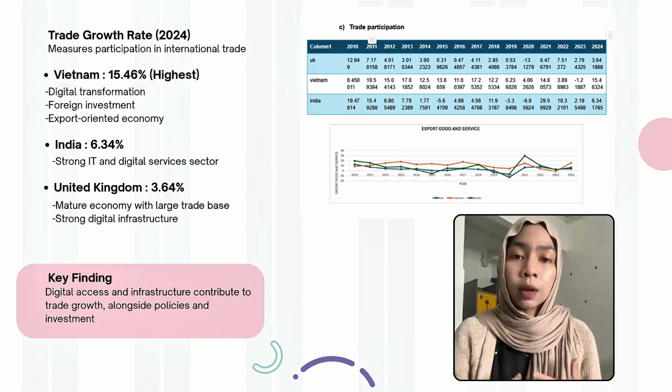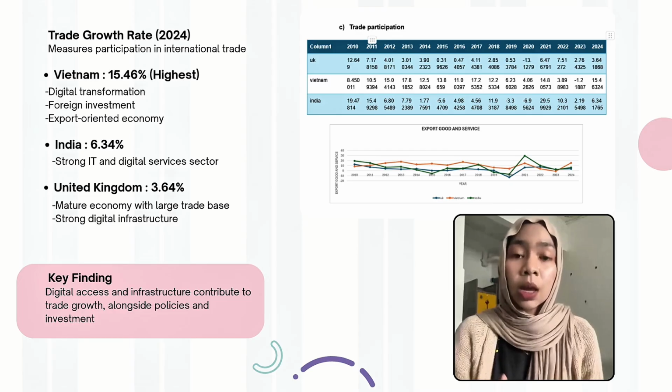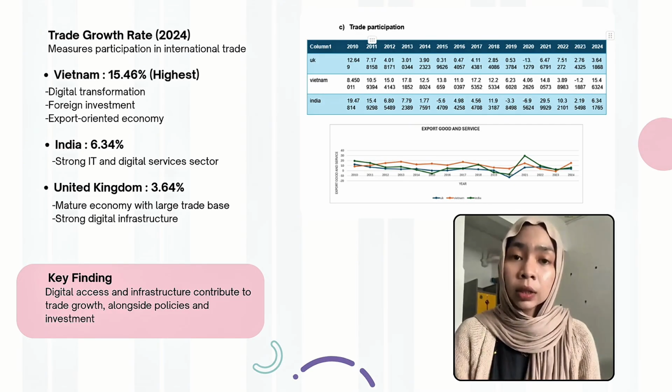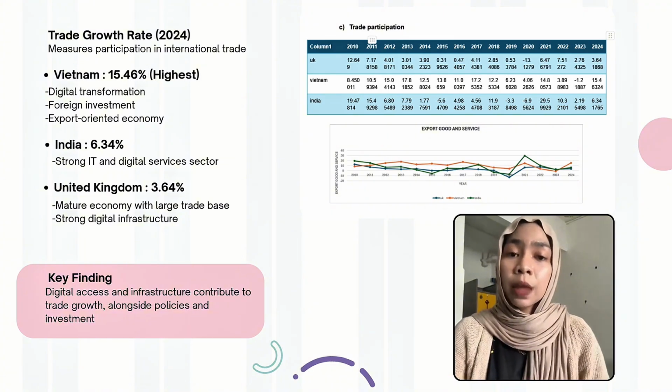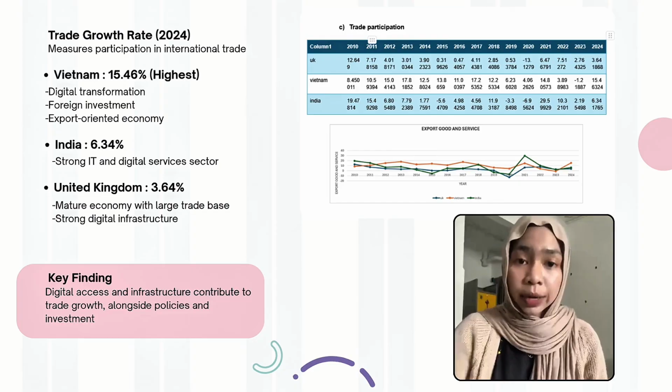Although lower than Vietnam and India, this does not indicate a weak performance. As a major developed economy, the UK already has a large trade base, making rapid growth more difficult. Its advanced digital infrastructure continues to support strong participation in global trade.